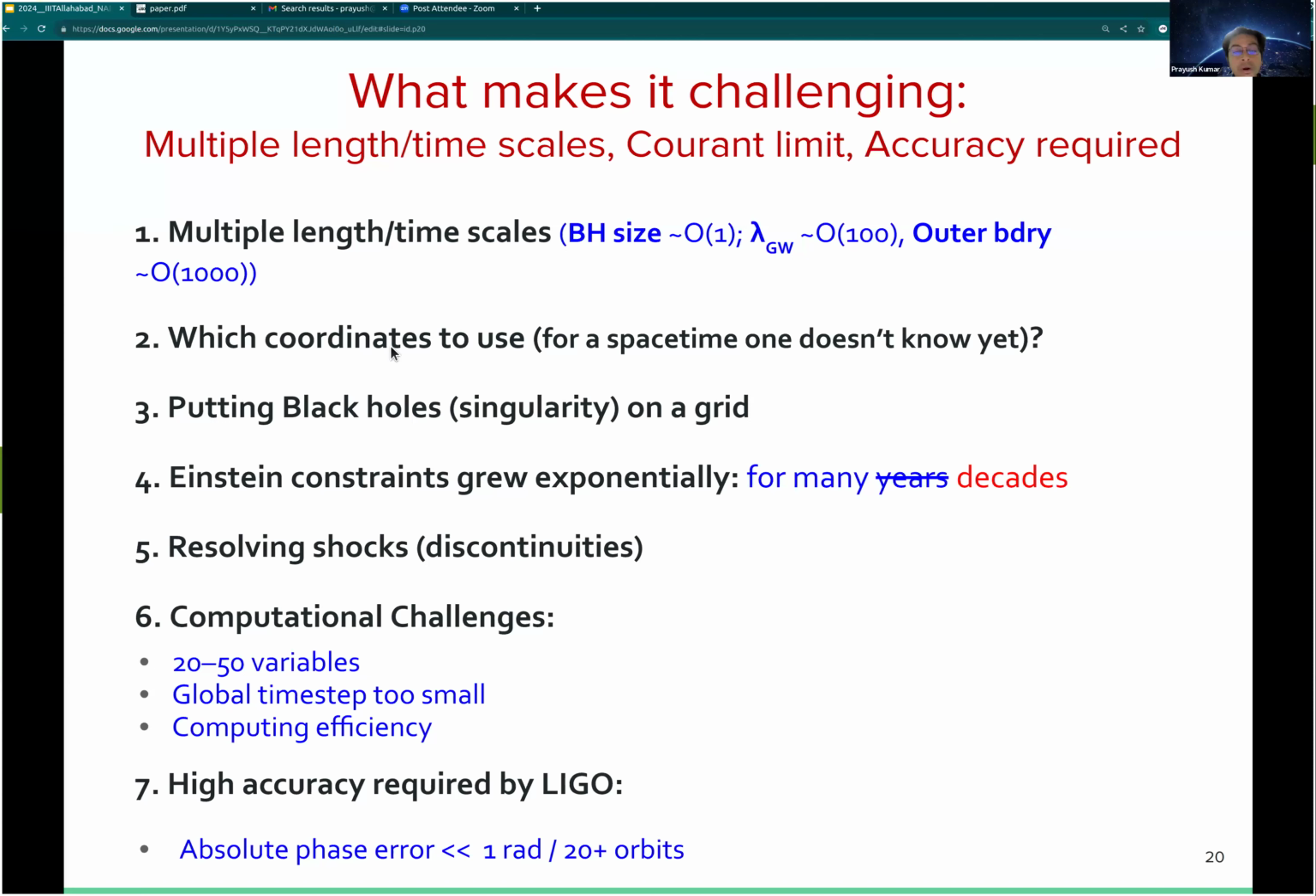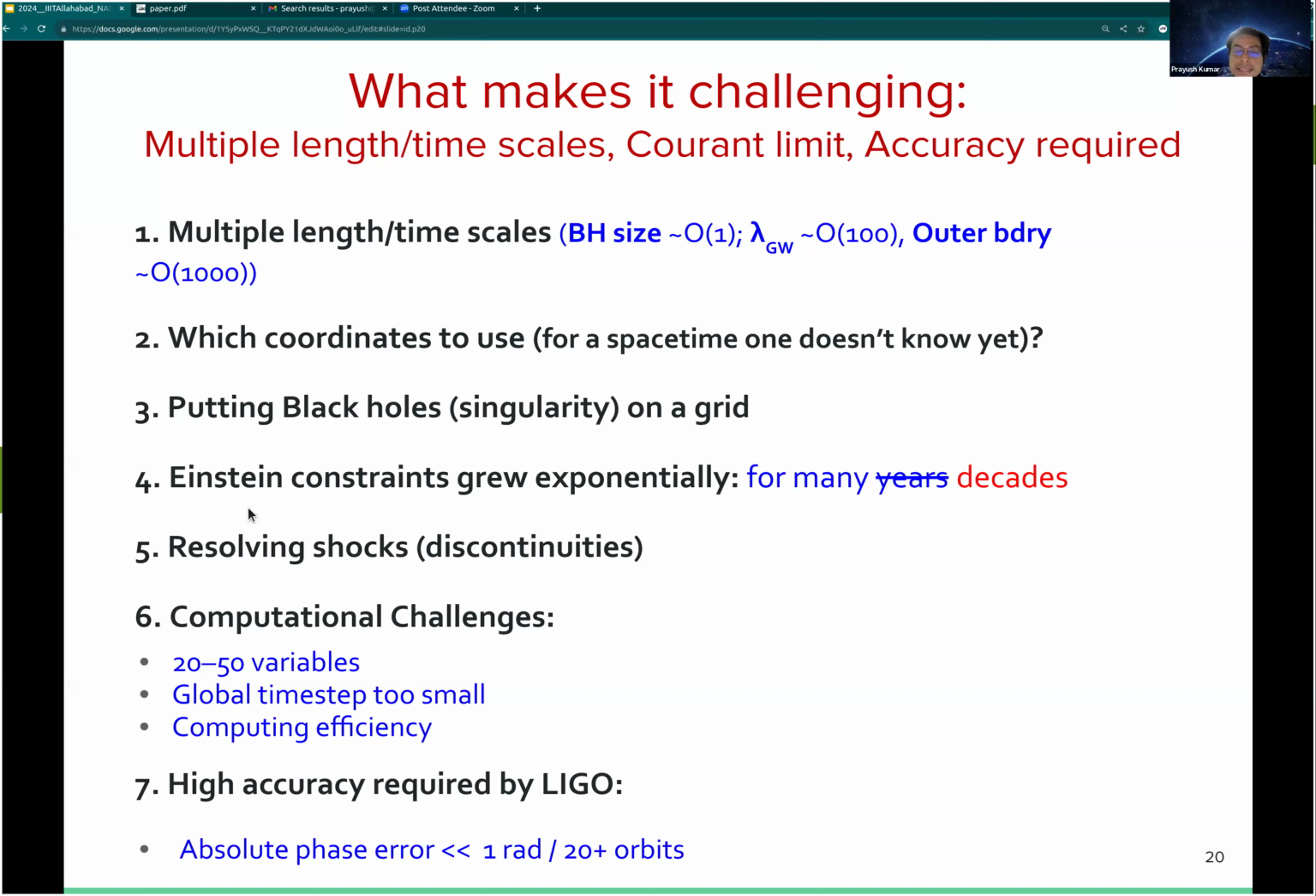Now, we don't know what coordinates to use for a space-time. A priori, before performing a simulation, we don't know what coordinates would be better than others, which coordinates may or may not develop some singularity, some coordinate pathology, right? Now, the next would be, of course, putting black holes or singularities on a grid is always fun, right? Because computers really don't like infinity. So there are a few strategies which can help mitigate this.